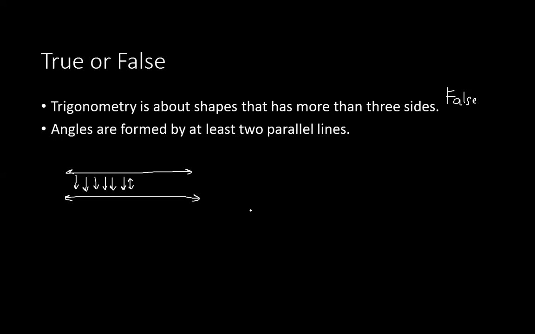So this is an example of having two parallel lines. It could be three actually. So for example, like this. And like that. All right. So there we go. So here, these are three parallel lines. Now, is it possible to form angles in these parallel lines? The answer for that is no.